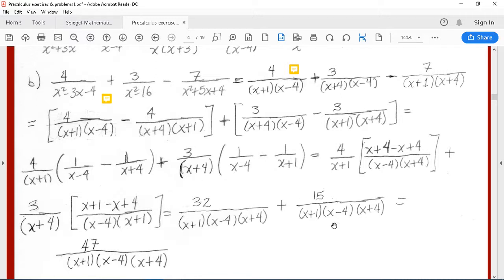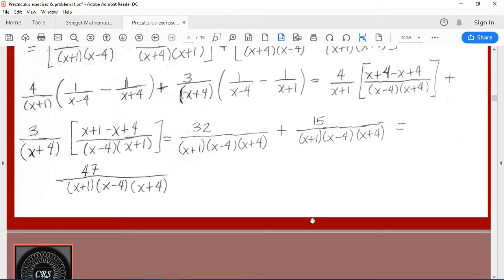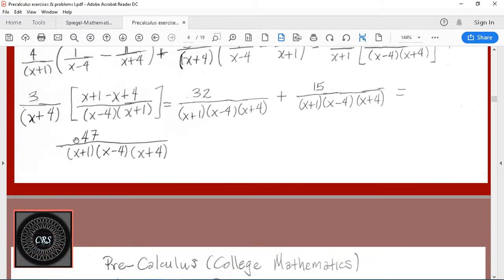So we have 32 over x plus 1 times x minus 4 times x plus 4. And here we have 15 over x plus 1 times x minus 4 times x plus 4. So now we have that these two fractions have the same denominator. We just add up the numerators, and 32 plus 15 is 47. So our final result for the simplification is 47 over x plus 1 times x minus 4 times x plus 4.